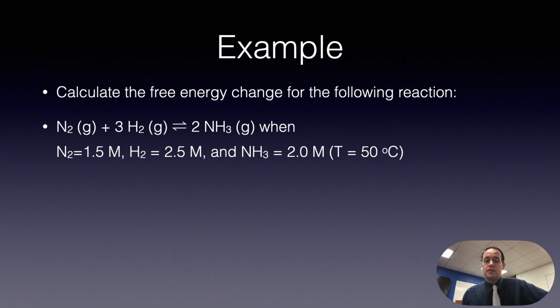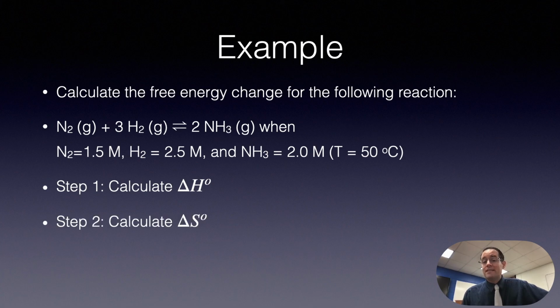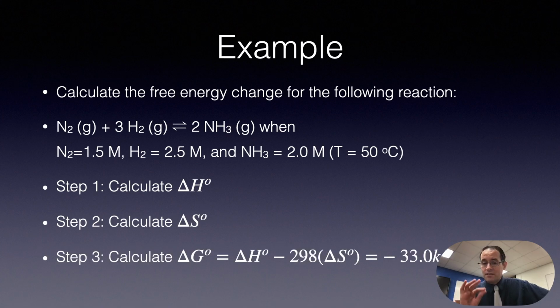So we want to calculate the non-standard Gibbs free energy change for this reaction going from left to right under these particular conditions. So first we want to calculate the delta H, and I did that before in a different video. Step 2 would be to calculate the delta S. I also did this in a different video. Okay, I'm just going to skip to this point because there would be too much to show you if I took you through all those steps, okay?